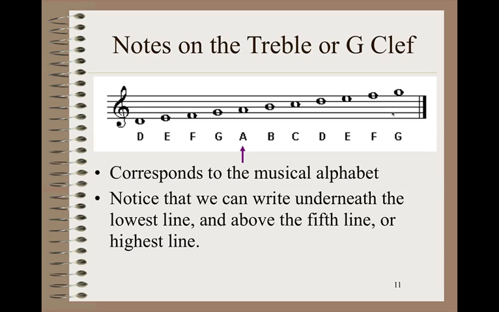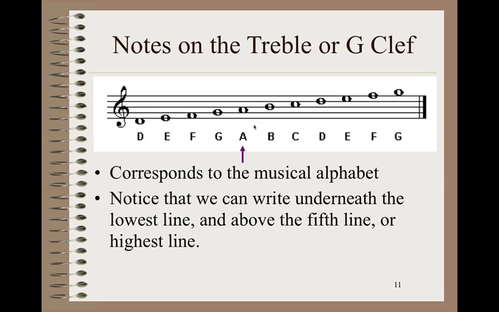Now, notice that our musical alphabet, starting again at A, follows right one after each other. A, B, C, D, E, F, G. We don't skip any lines or spaces. Space, line, space, line, and so forth.